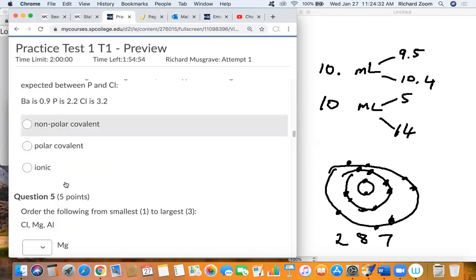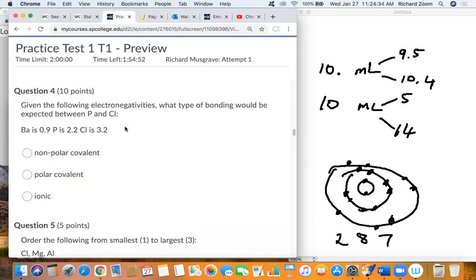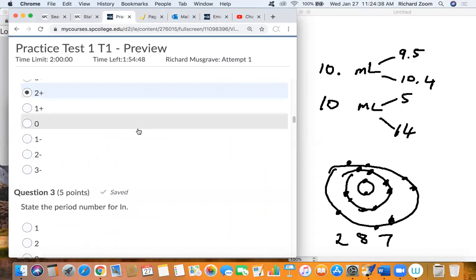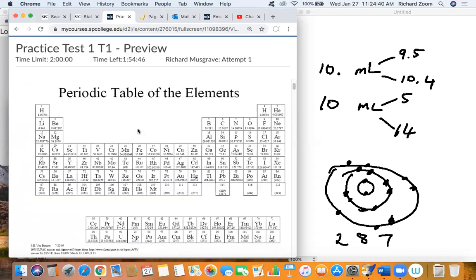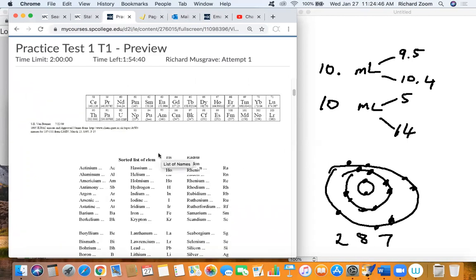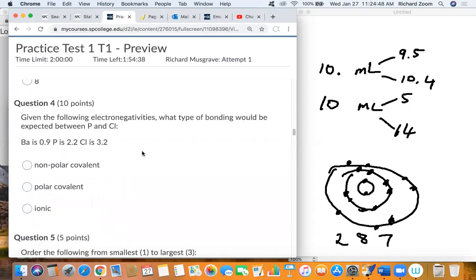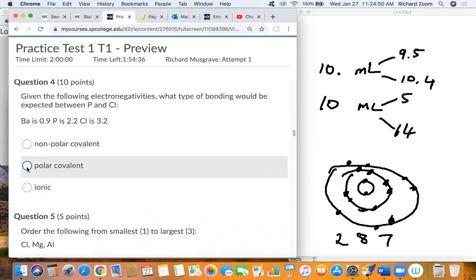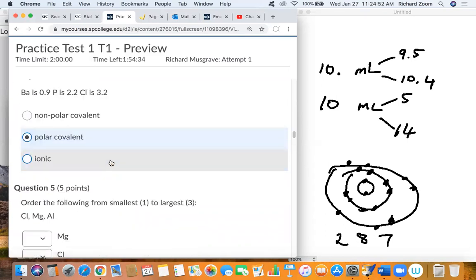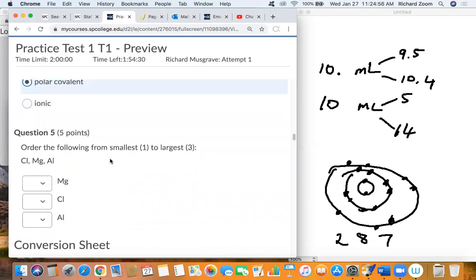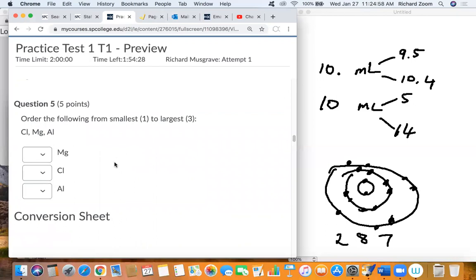The electronegativities, and we're looking at P and Cl. Look at where they are in relation to each other on the periodic table. P and Cl are both in the non-metal section, so I would say that that would be polar covalent. If you want more about this, you'll have to go back and look at the theory on it when you're studying it.